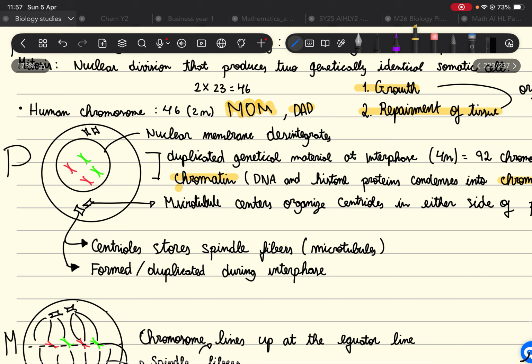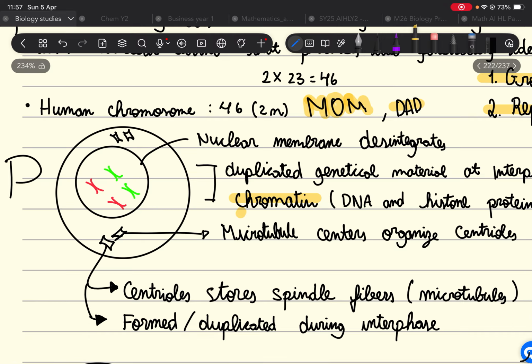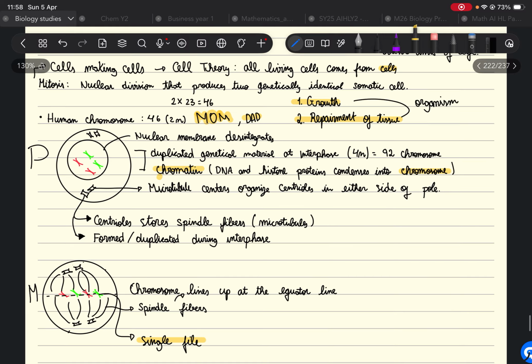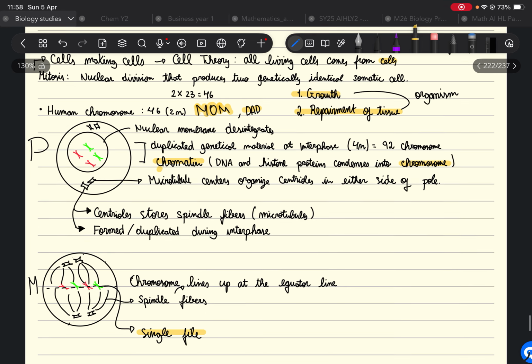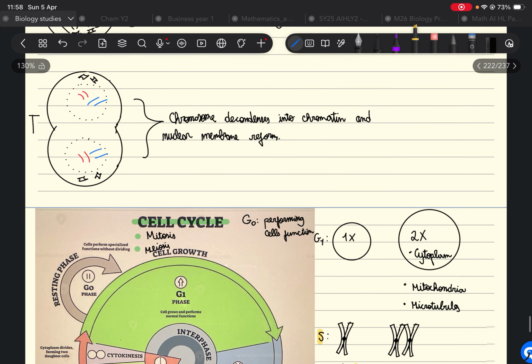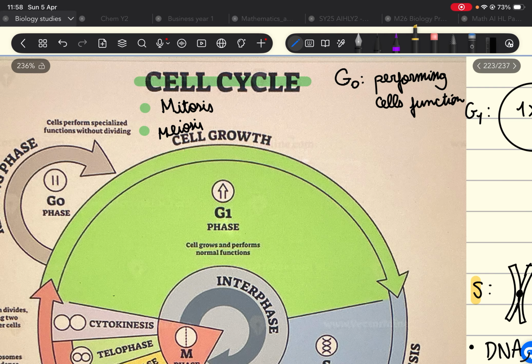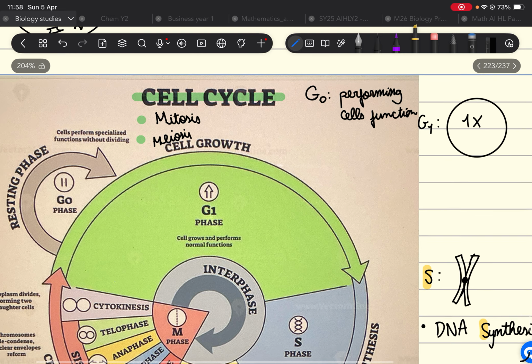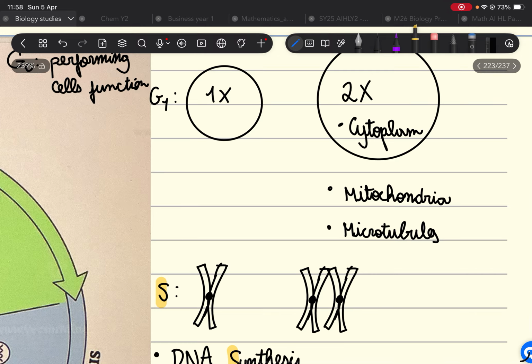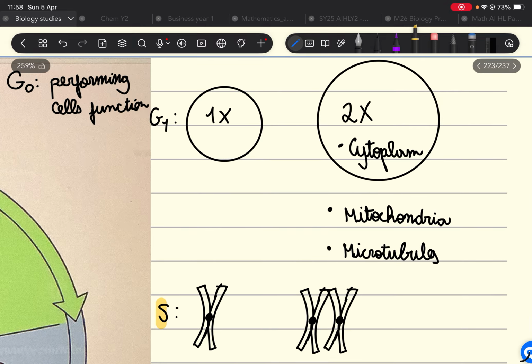So we basically grow it a lot, then we start splitting genetic material, and then we make the two cells. So before we go to this division, which is called the PMAT, we need to look at the cell cycle, which happens in both mitosis and in meiosis. So we have the G1 phase. Before that we have the G0, when the cell is performing its function, but then something happens.